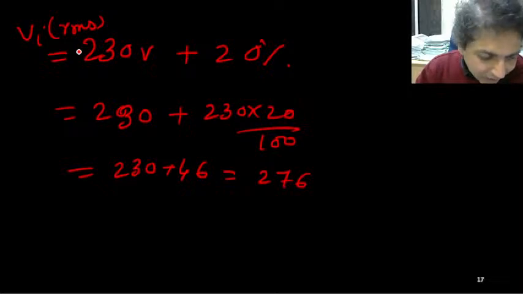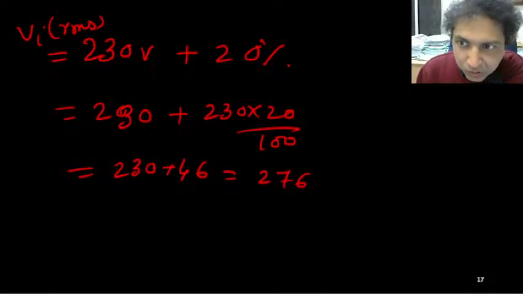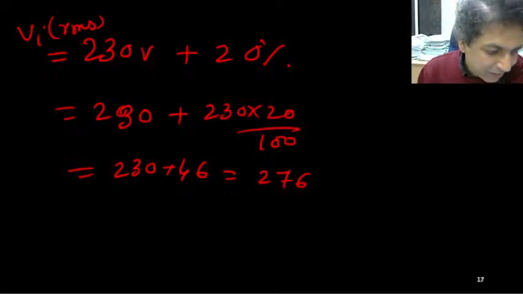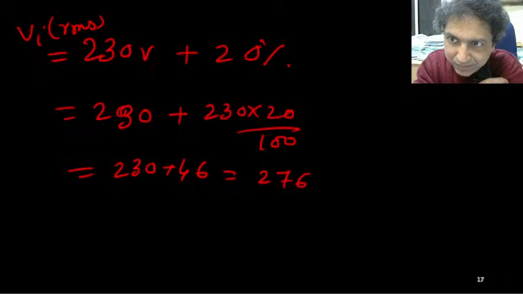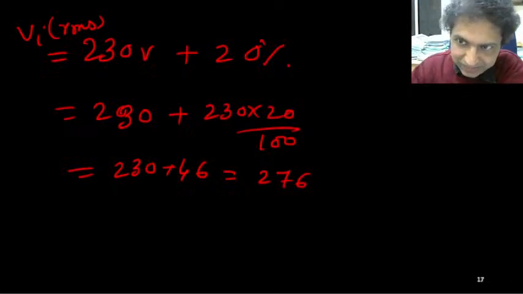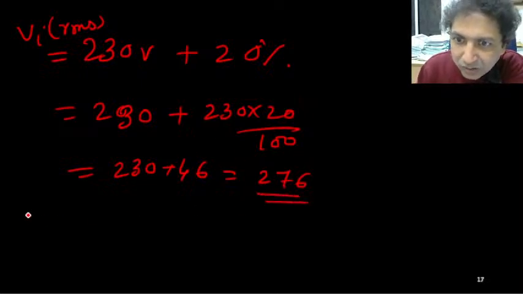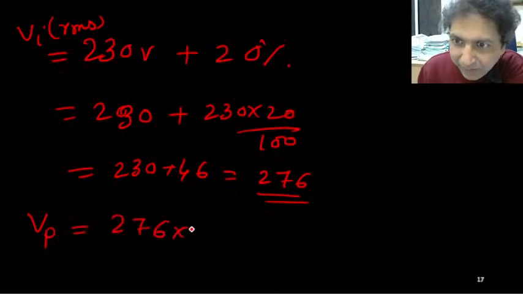Yes, you are claiming it is 260.22. Is it that much only? Why is it 260? First we need to include the 20% extra. So 230 plus 20% is 276. So this is your 276. Now I need to consider Vp. This is the given RMS, so the peak value will be more, multiplied by root 2.